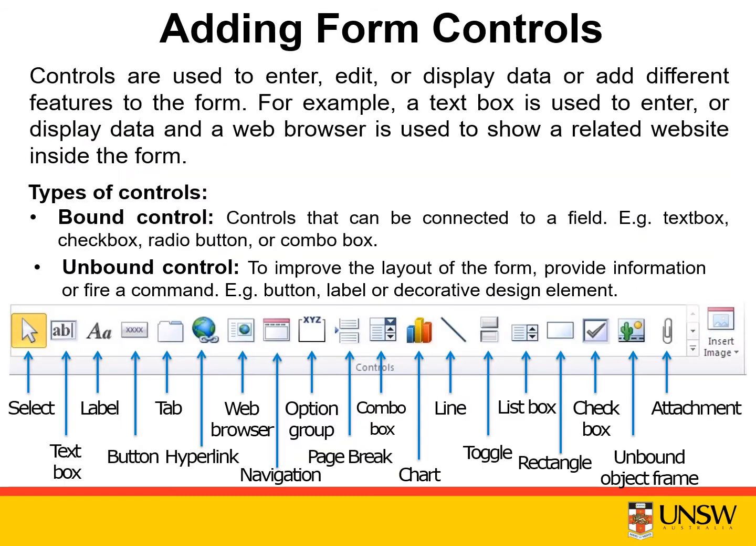modify the form. One of the useful features of the form is adding extra elements that are called controls. Form controls are the elements that we can add to the form to display the field's content or to add more functionalities to our form. There are two types of form controls. The first group of controls are bound controls such as text box, checkbox, or radio button that can be connected to a field. And the second group of controls are unbound controls that can be used to improve the layout of the form or run a command. For example, button, label, image holder, or browser are considered as unbound controls.